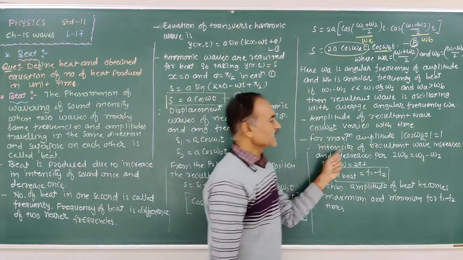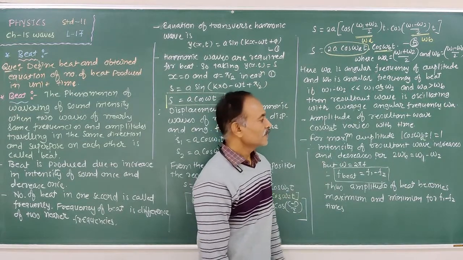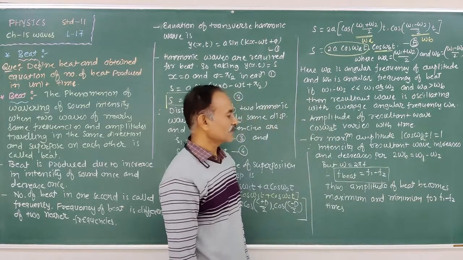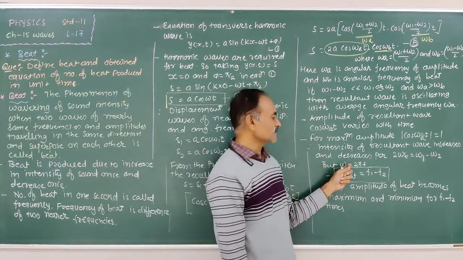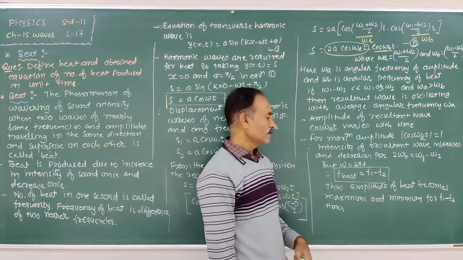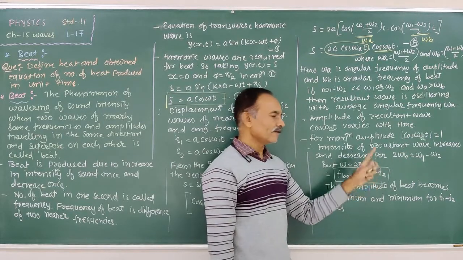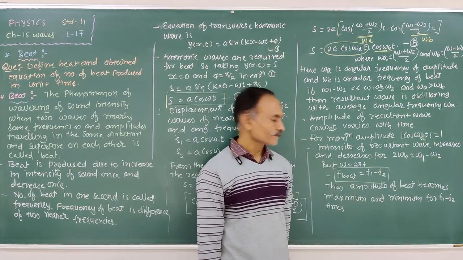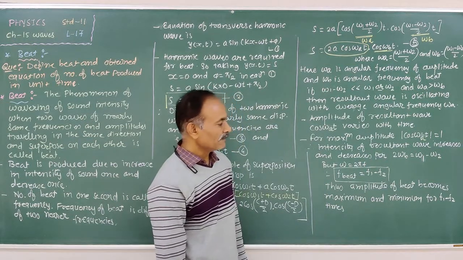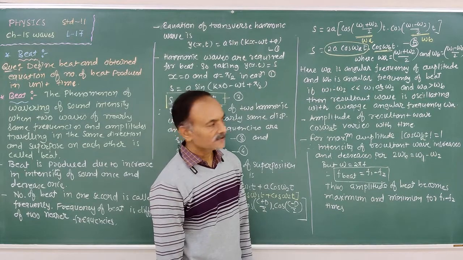Therefore, the intensity of the resultant wave increases and decreases with the beat angular frequency omega b, that is omega 1 minus omega 2. But omega is equal to 2 pi f. Therefore, f of beat is equal to f1 minus f2. Thus, the amplitude of the beat becomes maximum and minimum f1 minus f2 times per second.